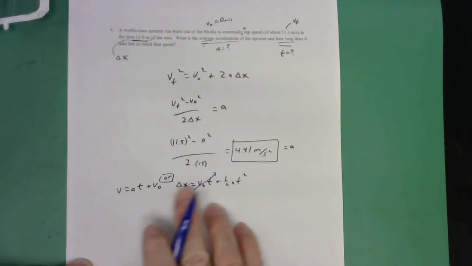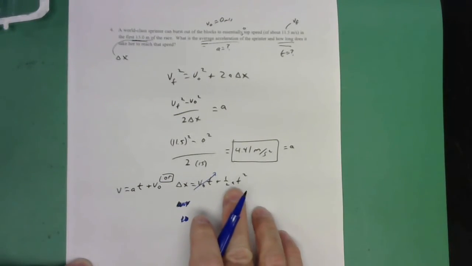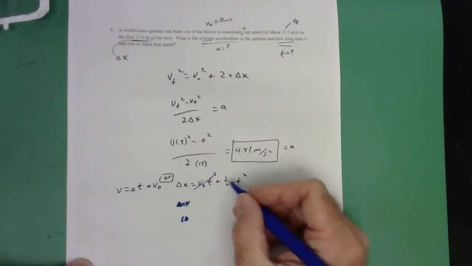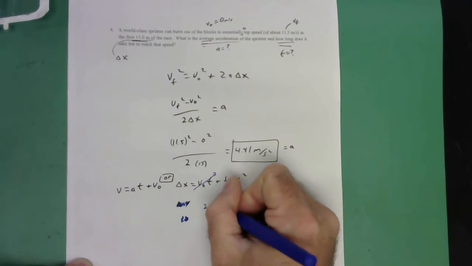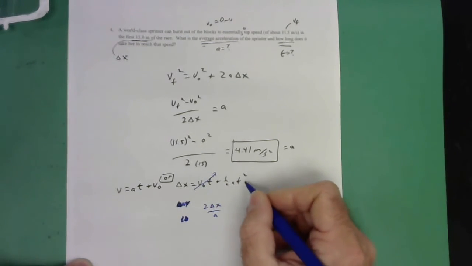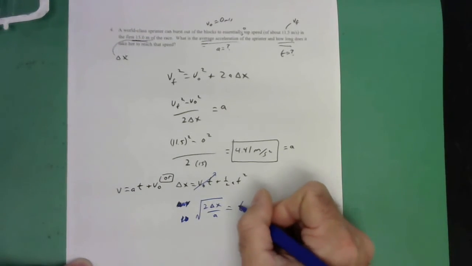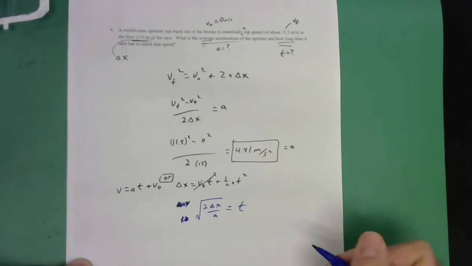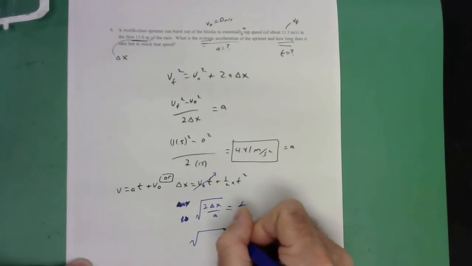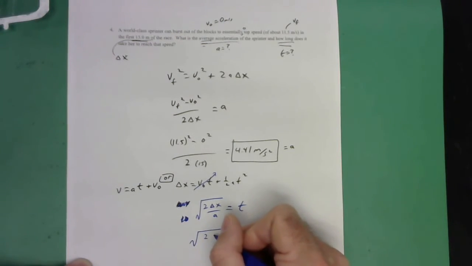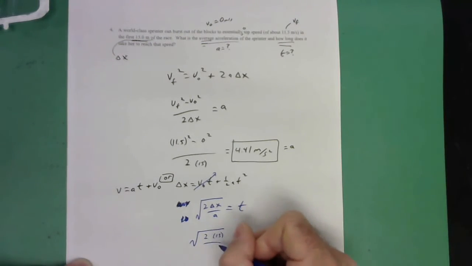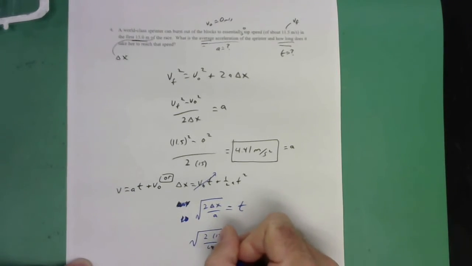So now I can just go ahead and multiply through, trying to get that time by itself. Multiply through by 2, divide by a. So I'll have 2 delta x over a, and that would equal t squared, right? So I'll do a radical there. All right, and that's how I'm going to get my time. Substitute in the values now. 2 times the displacement of 15 meters, divided by the acceleration I got there.